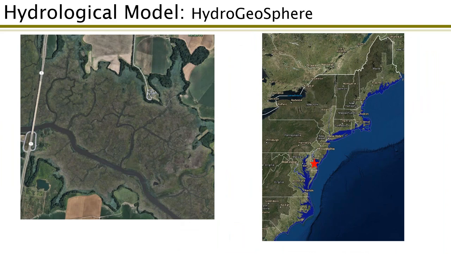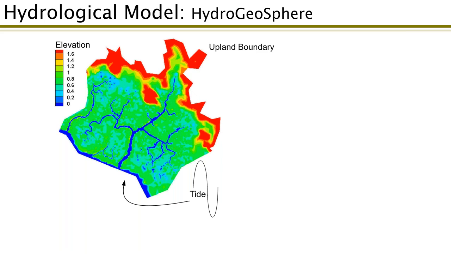And so that's what we did. We developed a hydrological model of our field site using HydroGeoSphere. Just to give you an idea of where the marsh is located, it's about halfway down the state of Delaware, at the St. Jones National Estuarine Research Reserve. So this is the surface of our model domain.